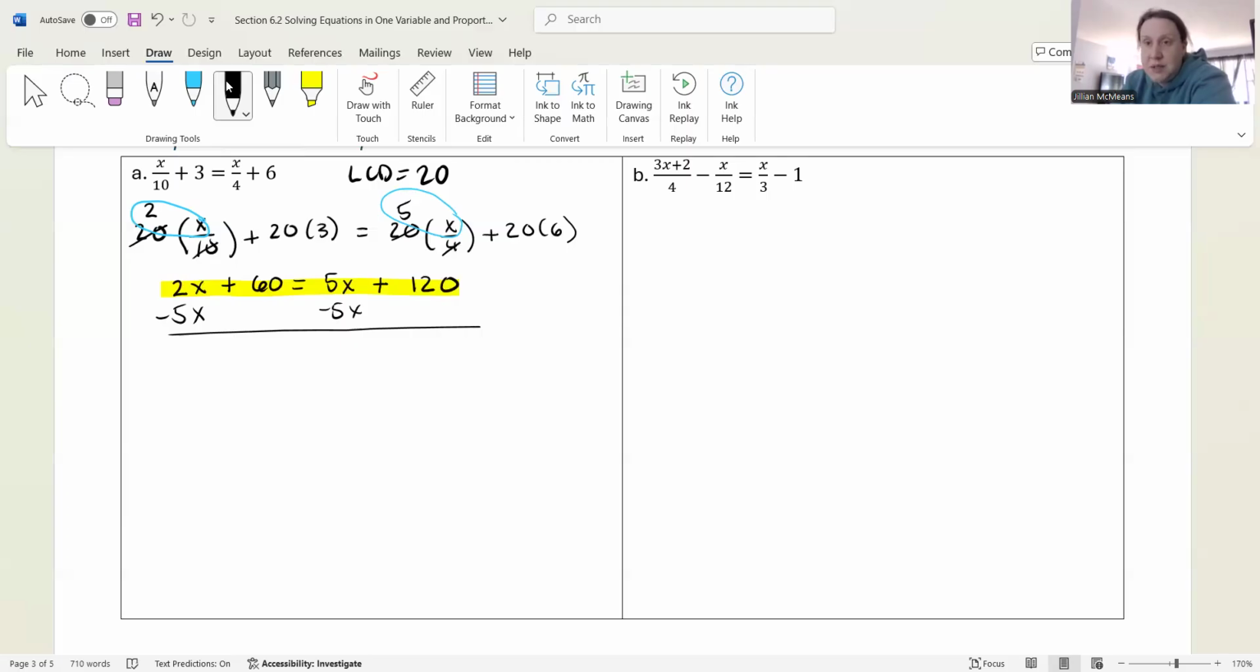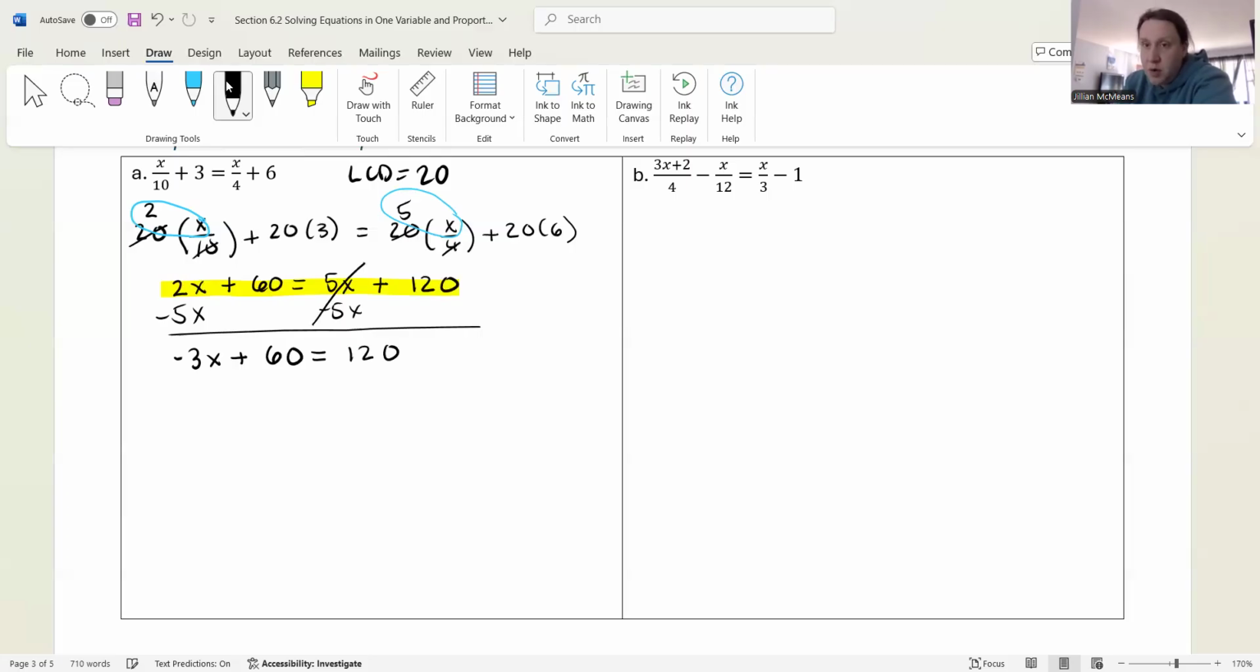So on the left, when I simplify, I get 2x minus 5x. That's just going to be negative 3x. 2 minus 5 is negative 3. So I get negative 3x plus 60 equals. And then on the right, 5x minus 5x, that's just 0. And then 0 plus 120 is 120.